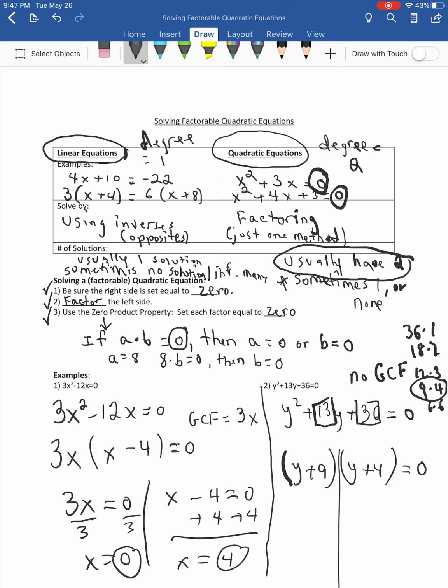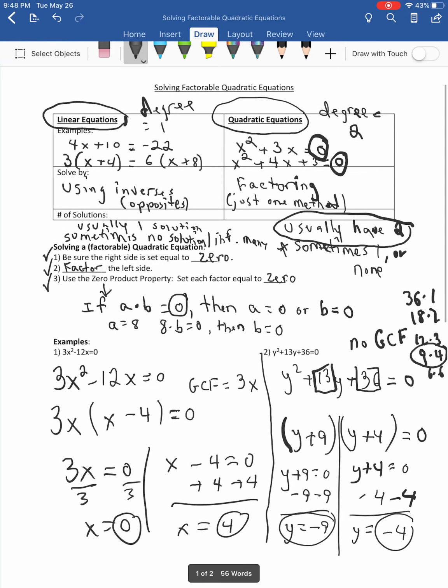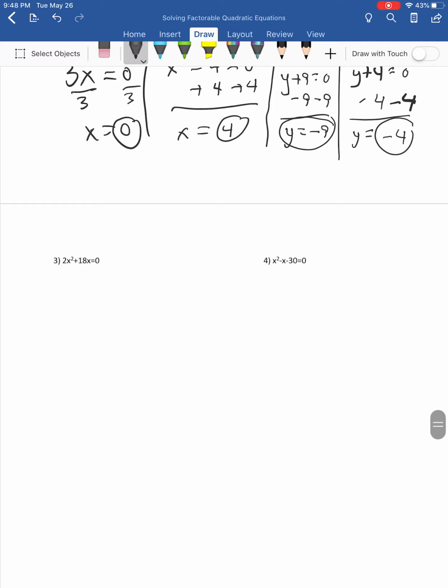Okay, so now that we factored, we use the zero product property. y plus 9 equals 0. y equals negative 9. y plus 4 equals 0. So y is negative 4. Okay.